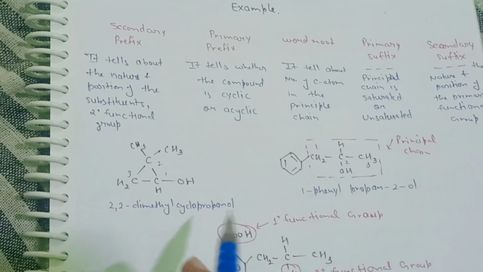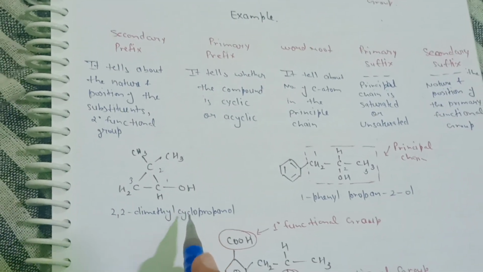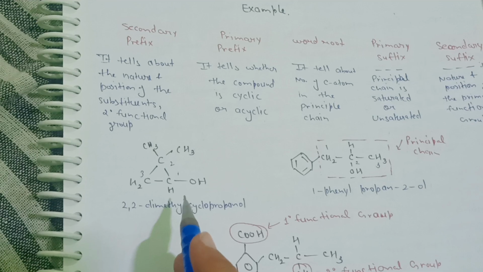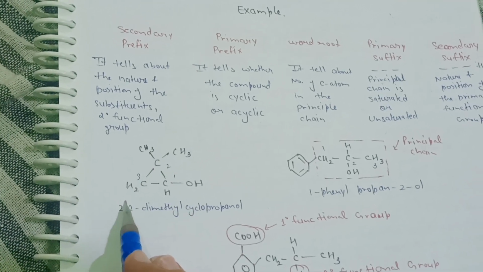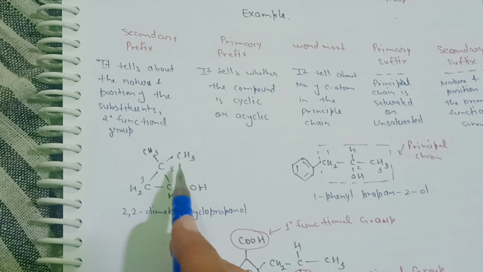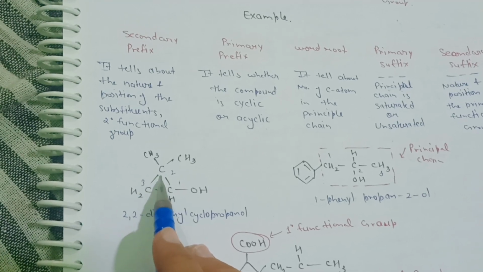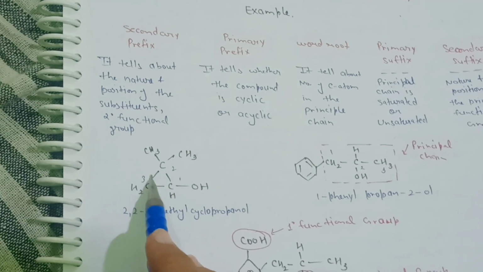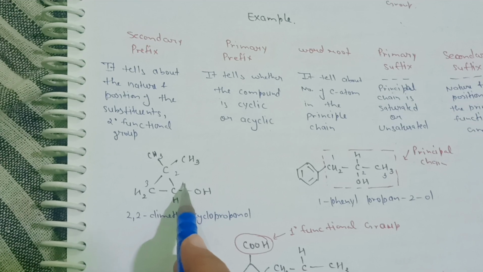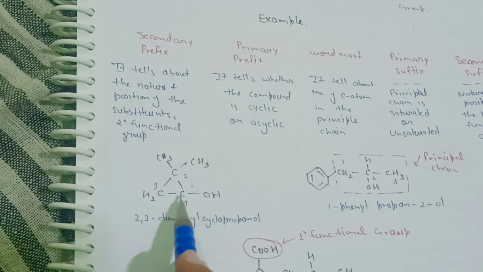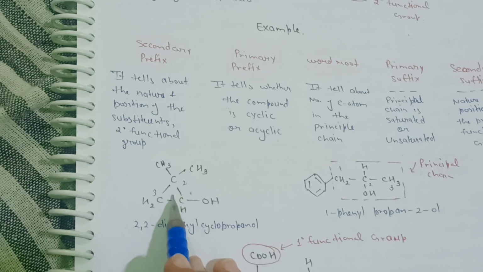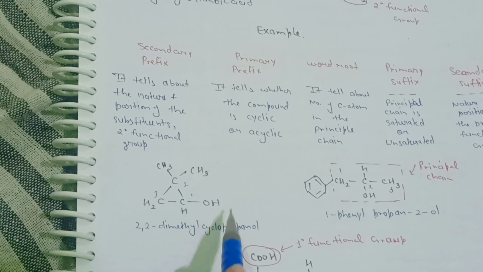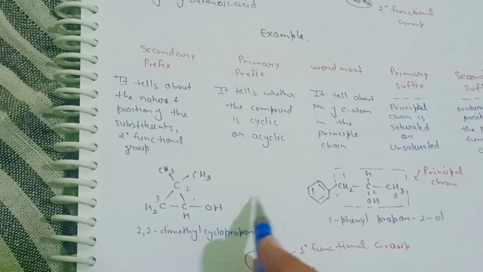Like we name this compound. Here we count the carbons: 1, 2, 3. Here are two methyls on carbon number 2. So we write 2,2-dimethyl. And there are 3 carbons in a cyclic chain, so cyclopropane. For the OH group we use ol.